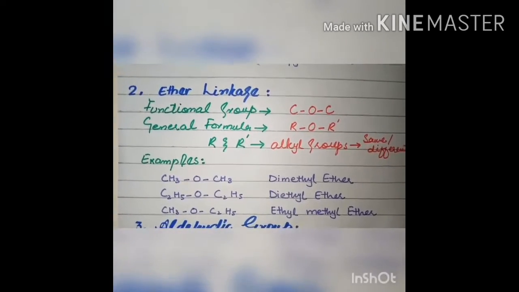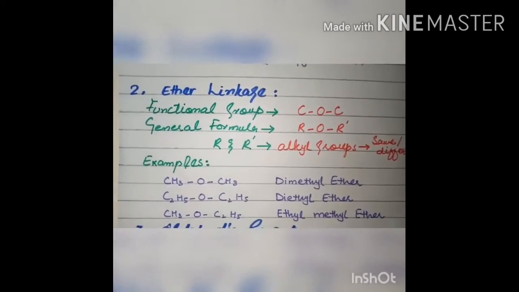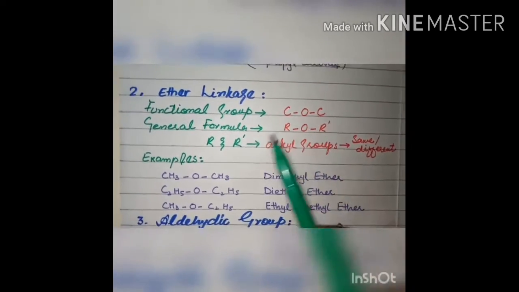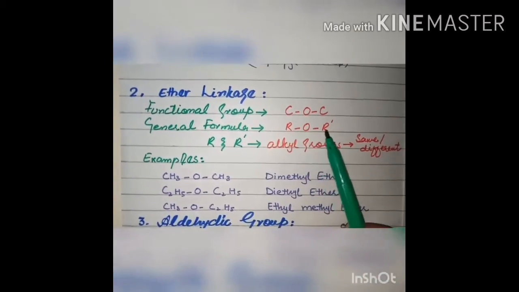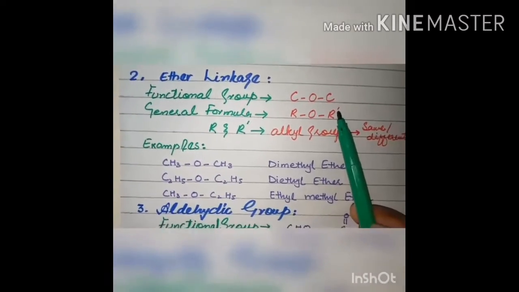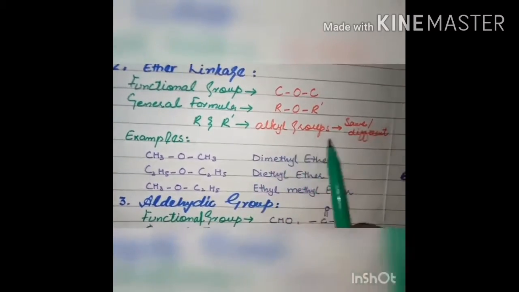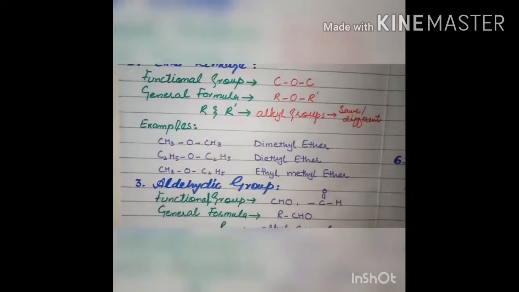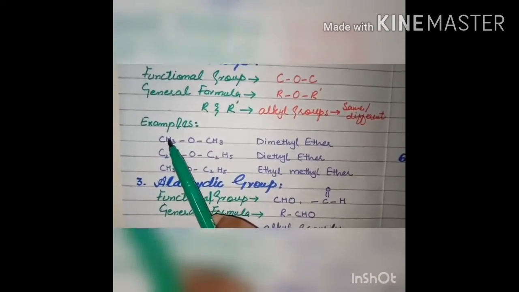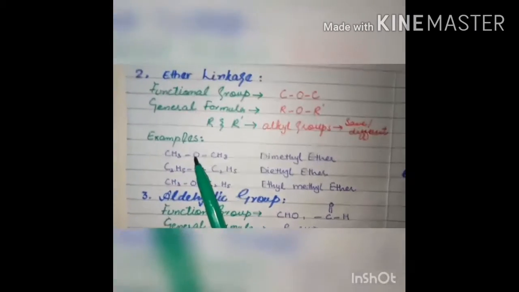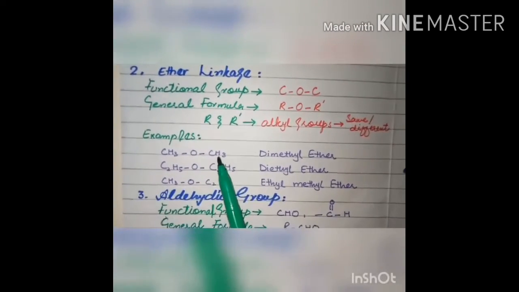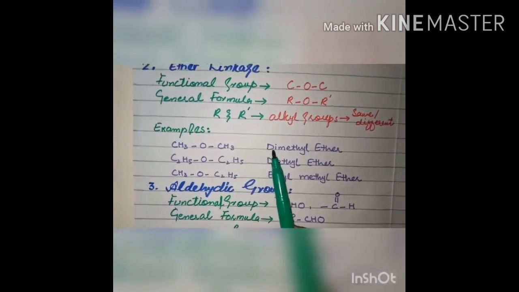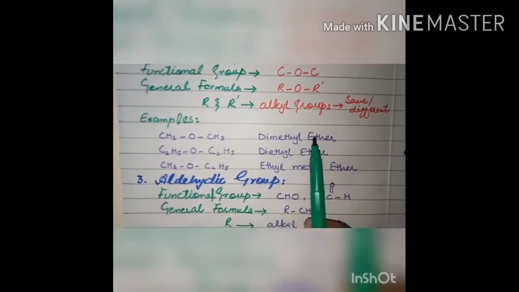Okay students, the next one is the ether linkage. For ether linkage, the functional group is COC. The general formula is ROR prime. Prime indicates that these alkyl radicals may be same or different. See the examples: CH3, the alkyl radical of methane, O, the functional group for ether linkage, and CH3. As both the CH3 groups are same, its name is dimethyl ether.